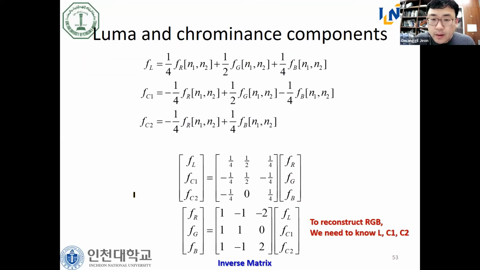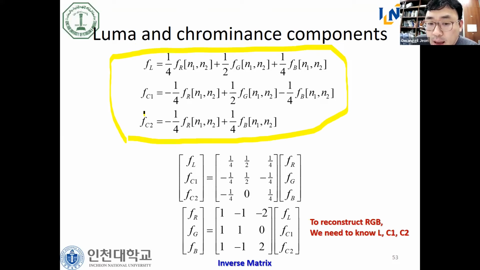Finally, this is the final equation of RGB and LC1C2. Let me recall that L is luminance, and C1 and C2 are the first and second chrominance. Once you know RGB, you can reconstruct LC1C2, and once you know LC1C2, you can obtain RGB.